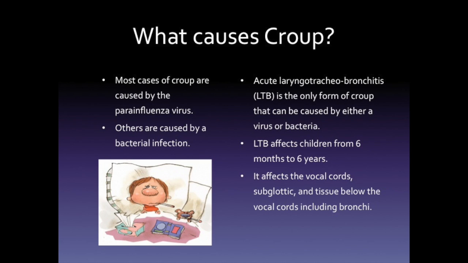Most common causes of croup are parainfluenza virus. Other causes can be bacterial infection. Acute laryngeotracheobronchitis, or LTB, is the only form of croup that can be caused by either a virus or a bacteria. LTB affects children from ages 6 months to 6 years. It affects the vocal cords. It also affects the subglottis and the tissue below the vocal cords, including bronchi.